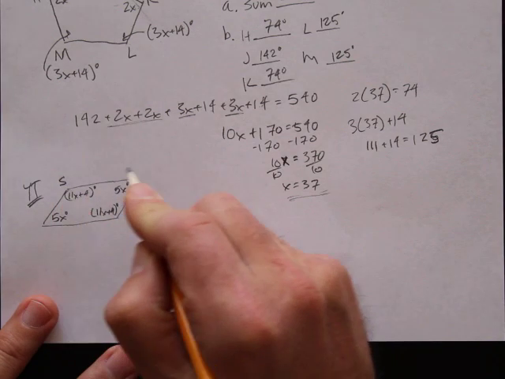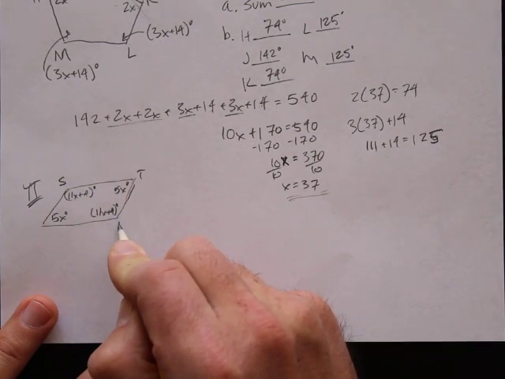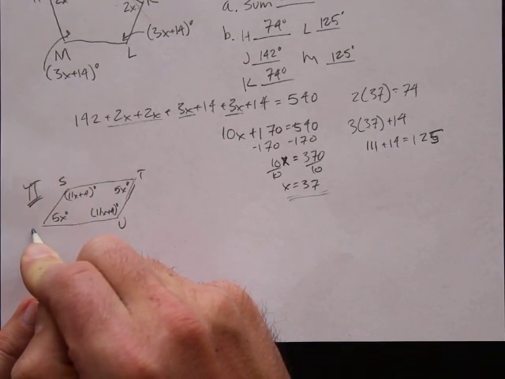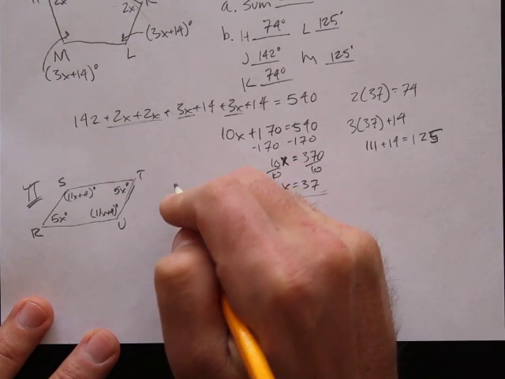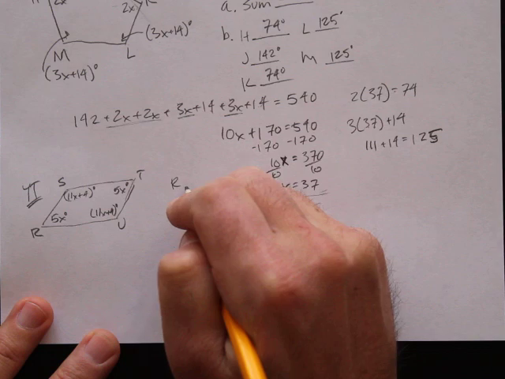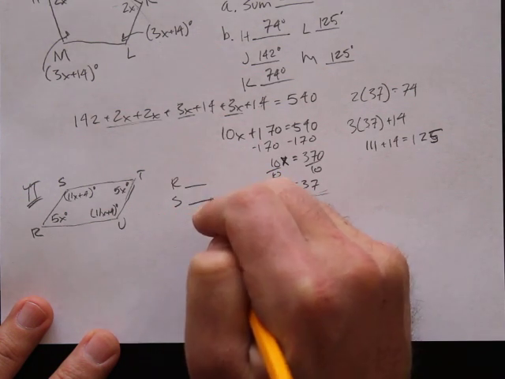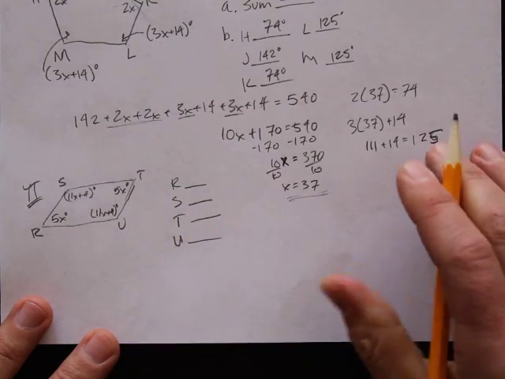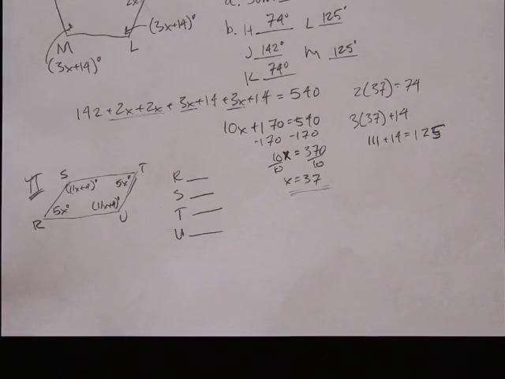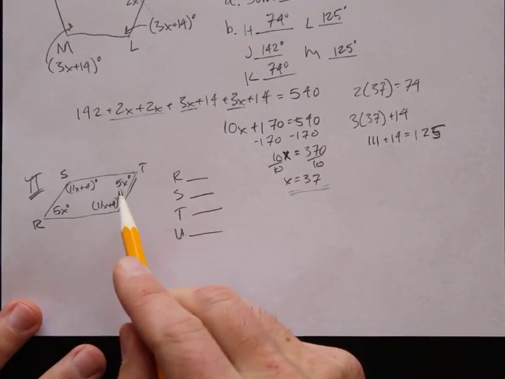This angle is S, to the right is T, down below is U, and then R is over here to the left. So I want the measure of angle R, S, T, and U. All right, go ahead and pause and do this. You try. Go. All right, let's see how you did.